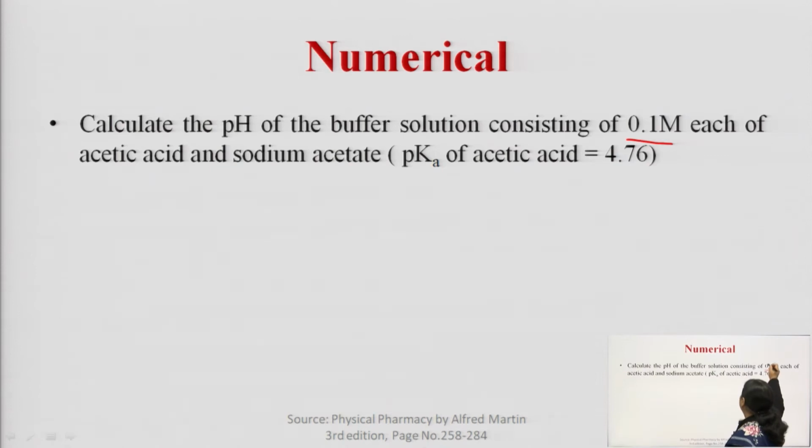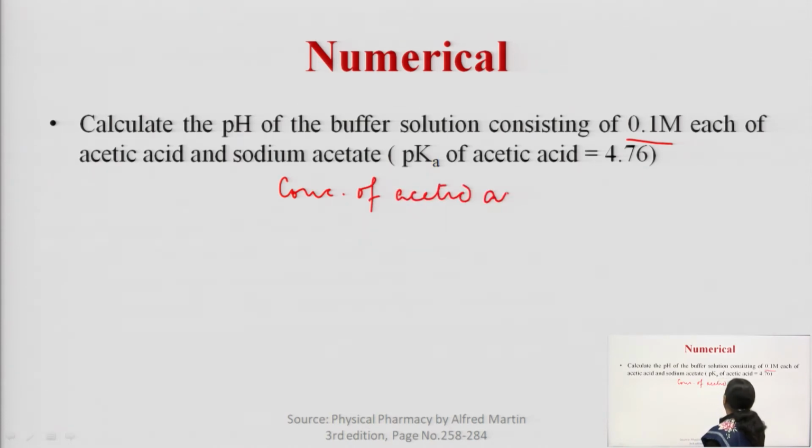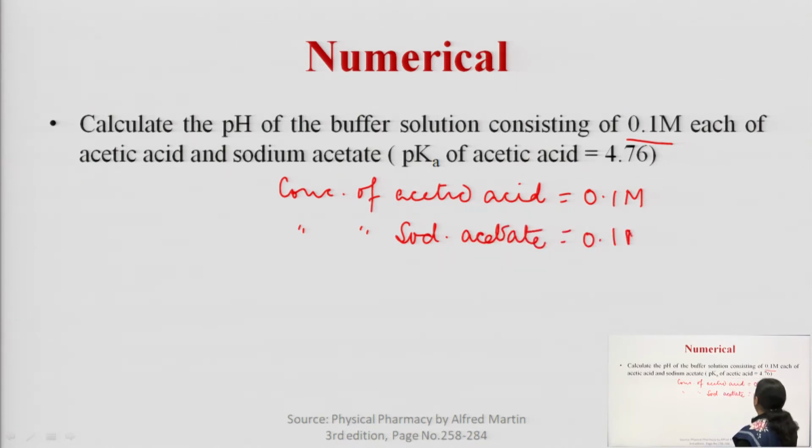What we have is the concentration given. The concentration of acetic acid is 0.1 moles, and the concentration of sodium acetate, this is the salt, is 0.1 M, and the pKa of acetic acid is given to be 4.76.